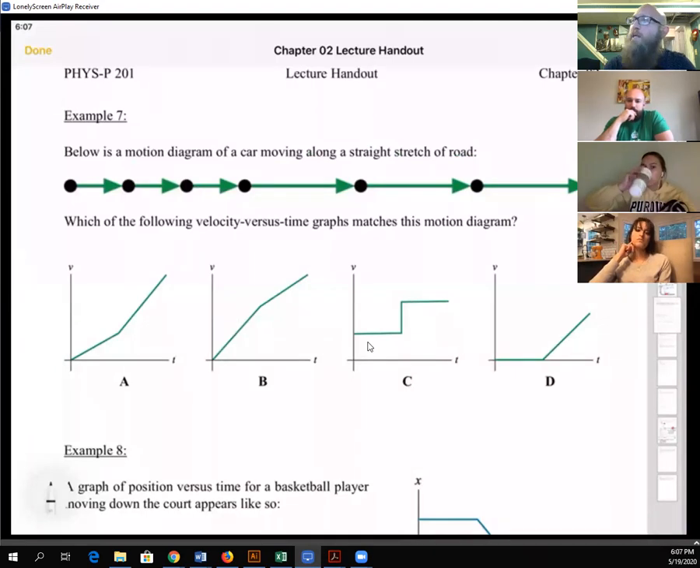So let's do this example. Below is a motion diagram for a car moving along a straight stretch of road. Which of the following velocity versus time graphs matches that motion? So what I'm going to do is start a poll, if I'm able to.